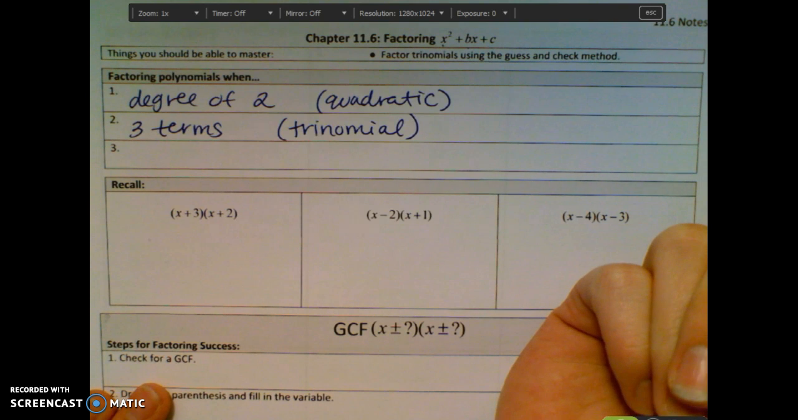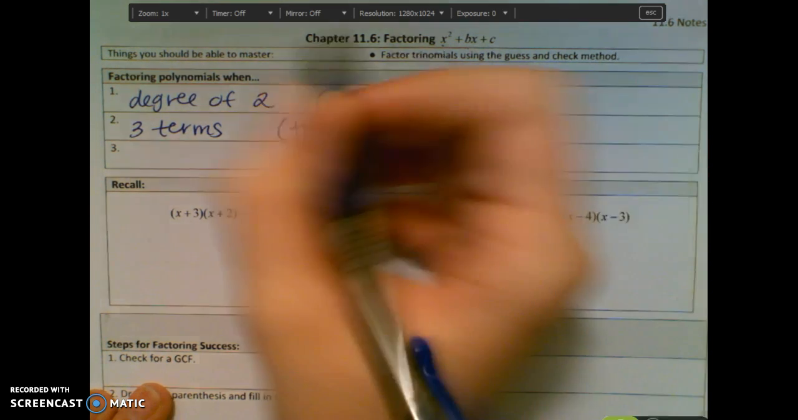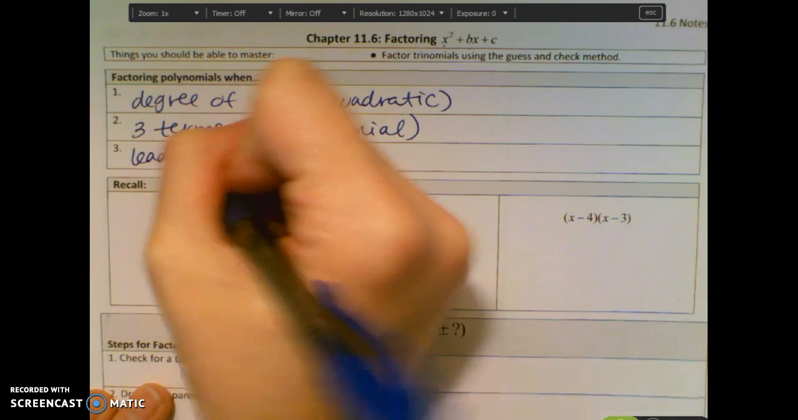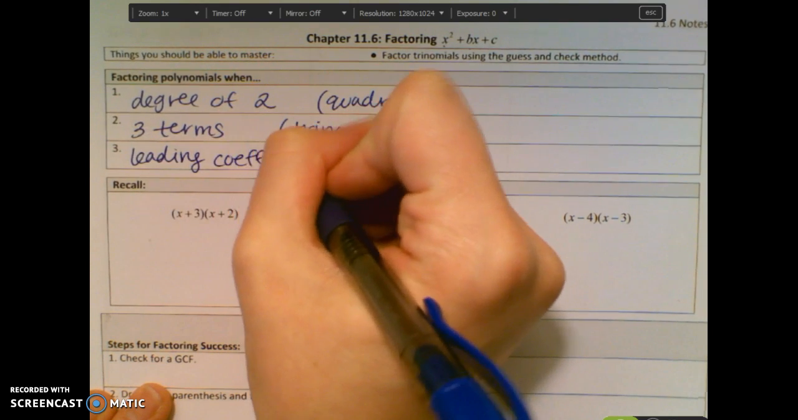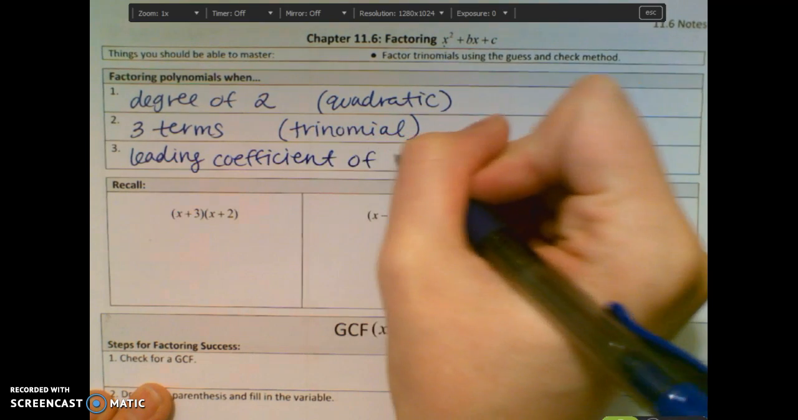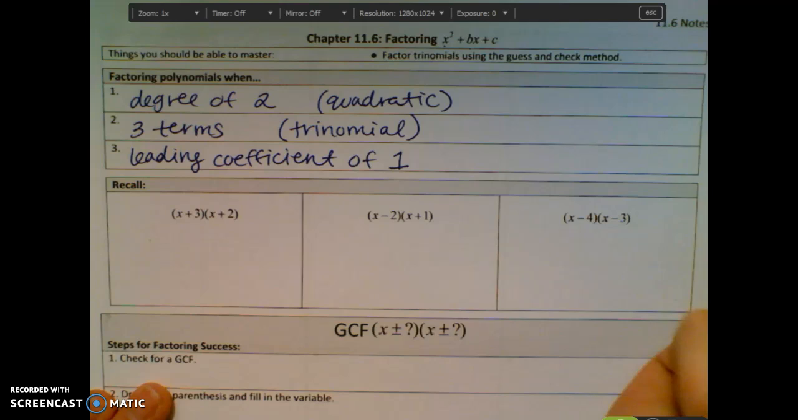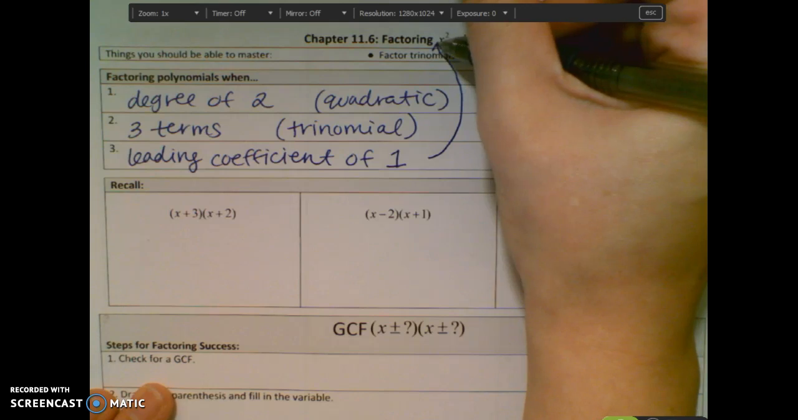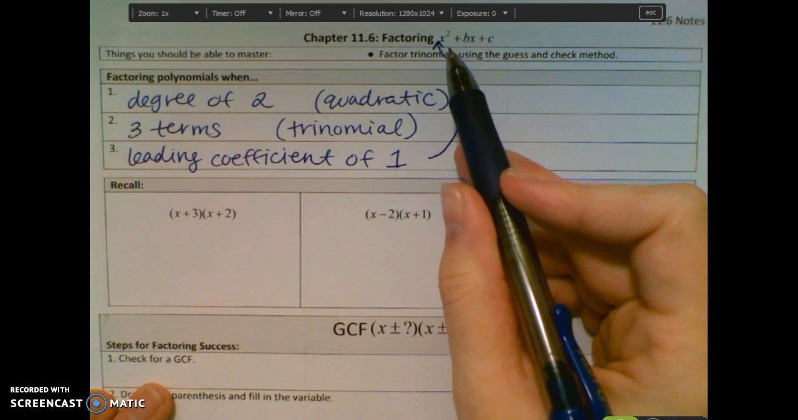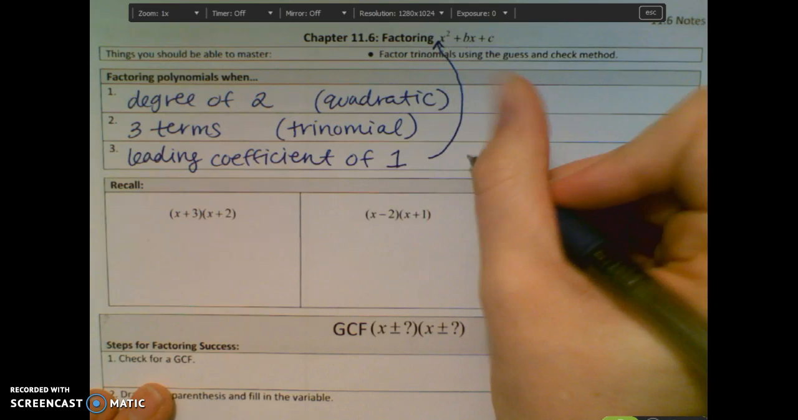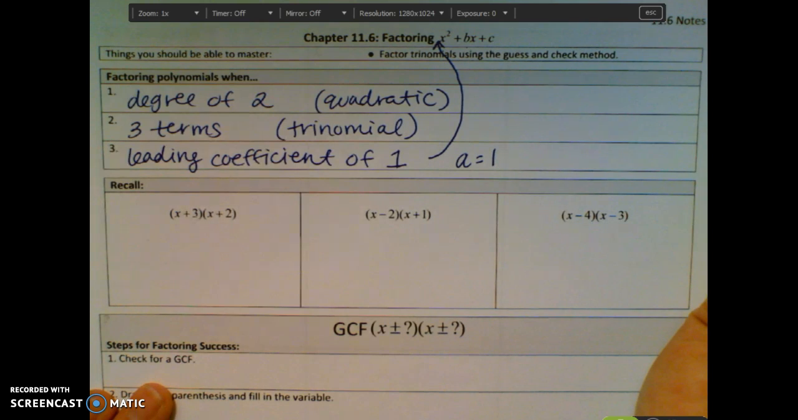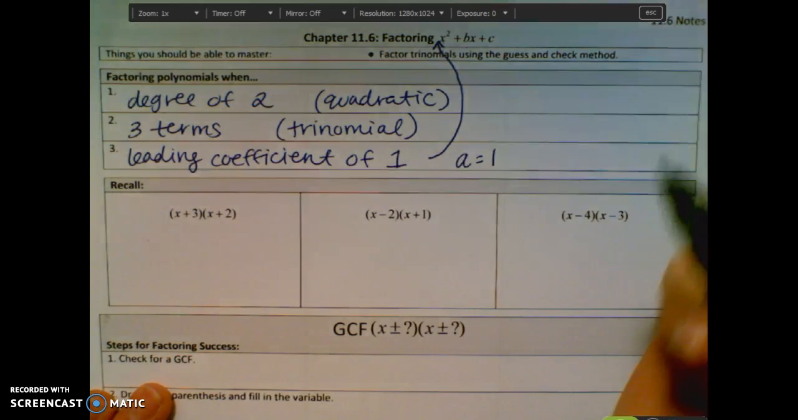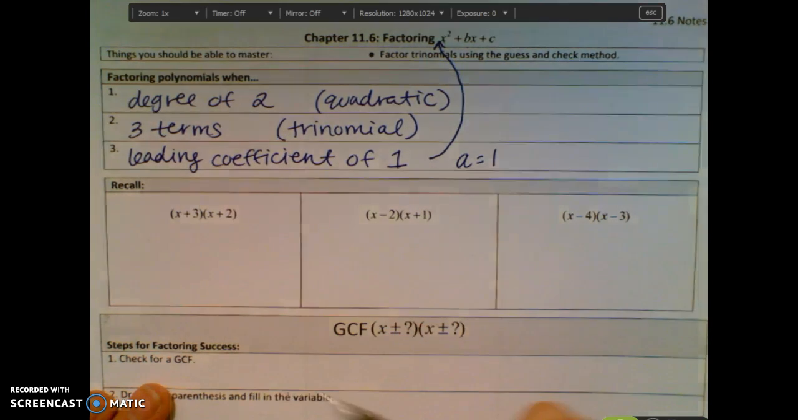And lastly, today we are going to be looking at polynomials that have a leading coefficient of 1. Now, this is not always going to be the case. We can have polynomials where the number in front of the x squared is not 1, but today we're only going to look at the cases where that number is 1. Usually we put an a there, so that is a equals 1. So again, we have a 1 in front of the x squared. That's the leading coefficient. So those are the three things that are going to be true about all of the polynomials we're looking at today.